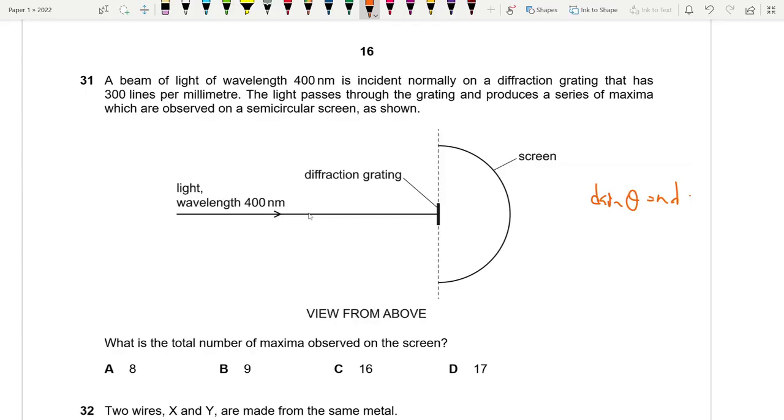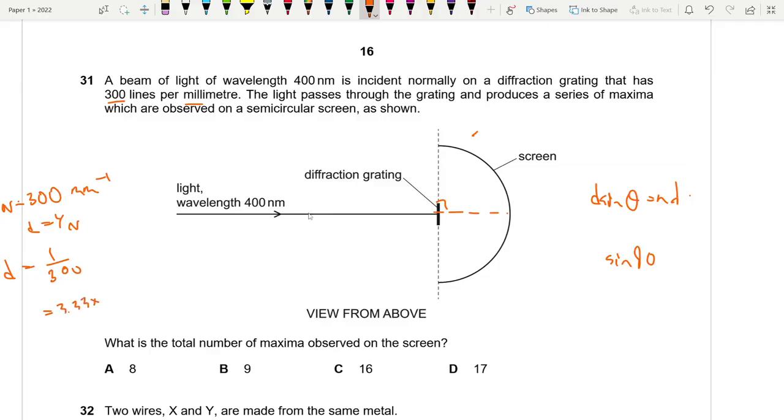So let's write it down. We have 300 lines per millimeter. Okay. So let's go for it. I'm gonna input sine 90. So you gotta use 90 degrees, okay, to find out the maximum number of maxima on one side basically. And what's the value of D? This is actually capital N. D is actually 1 by N, okay? D is equal to 1 by N, so 1 by 300.